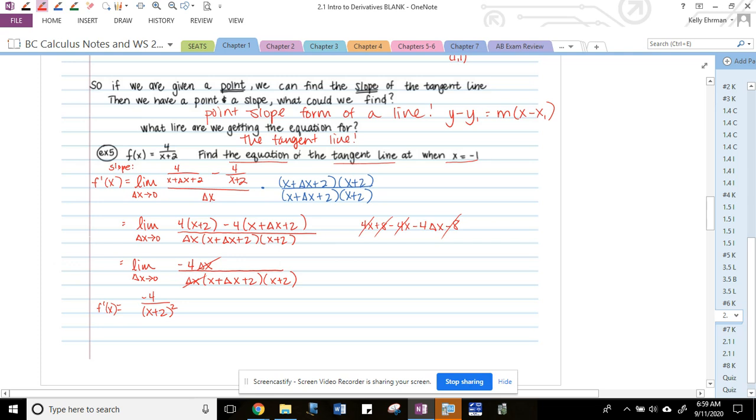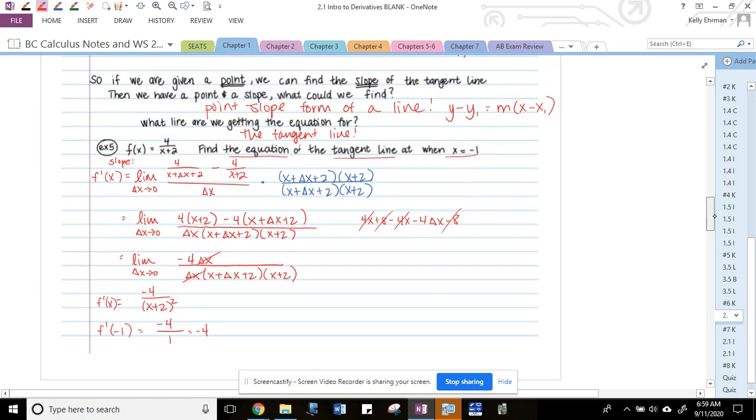All right, this is our formula for slope. What is the slope when x equals negative 1? So f prime of negative 1 equals negative 4 over 1, so negative 4.